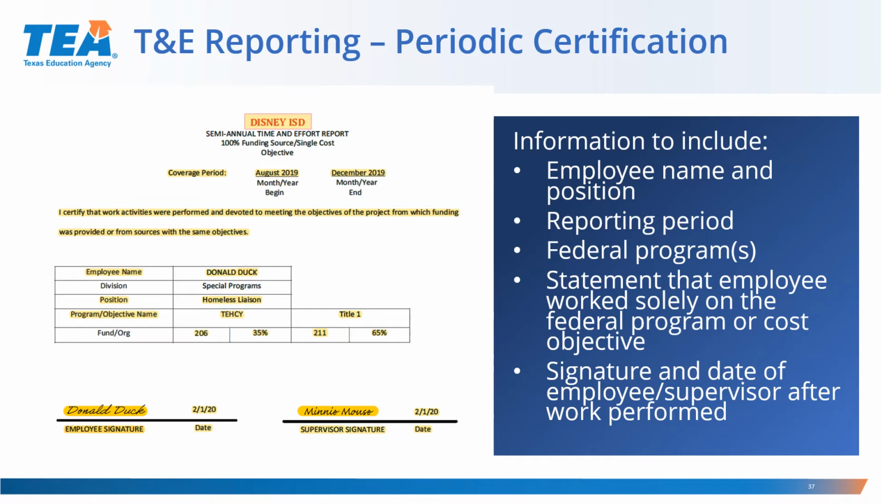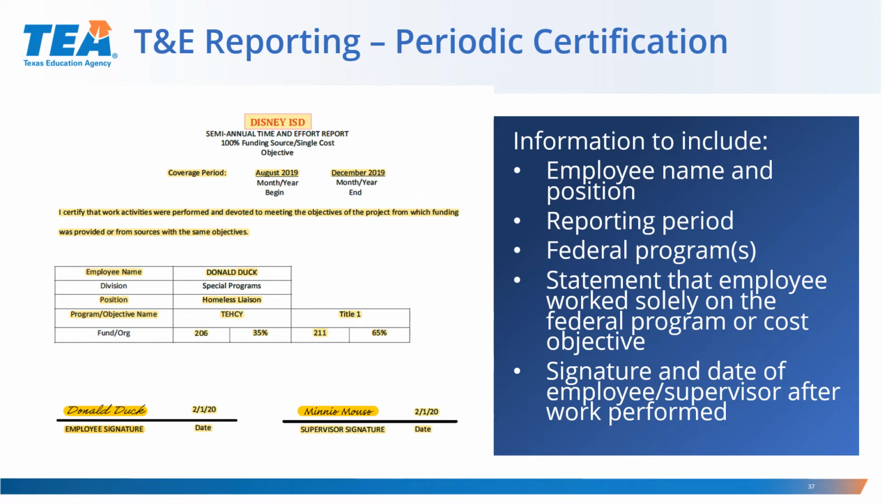So for example, here we have Mr. Duck, who is a homeless liaison. Now he's paid partially from TEHCY, Texas Education for Homeless Children and Youth, and then also partially from Title I. In this case, he is a single cost objective because his position could be fully funded from either one of those programs.